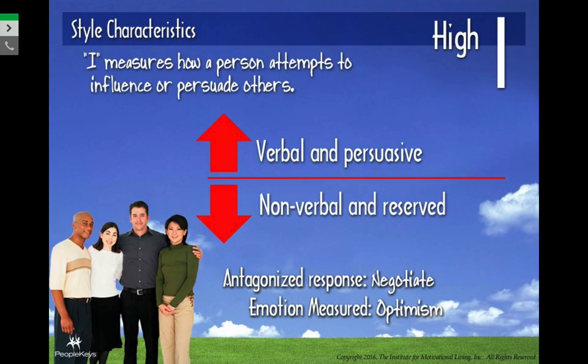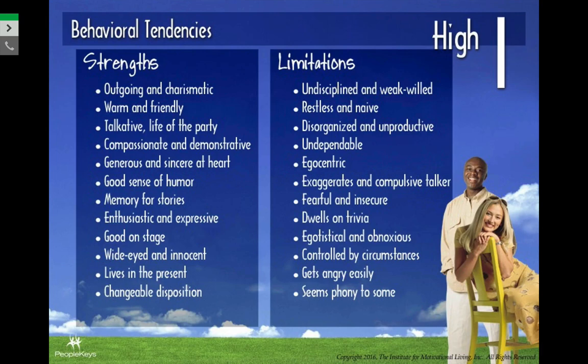The antagonized response is to negotiate, and the emotion that's measured is optimism. How optimistic is this person? Again, the higher the I, the more optimistic. The lower the I, the less optimistic.